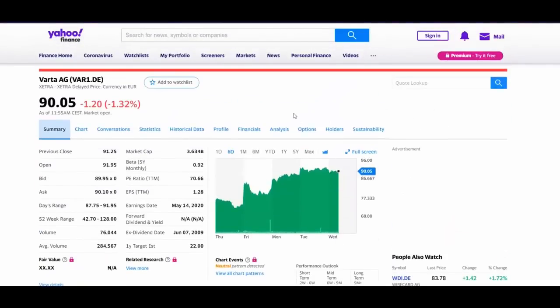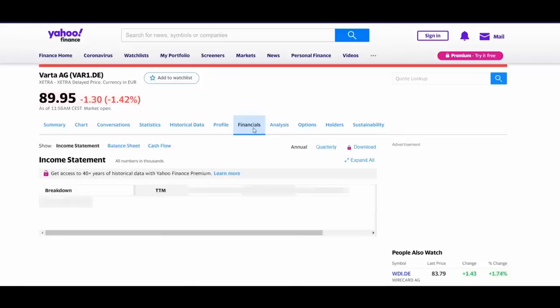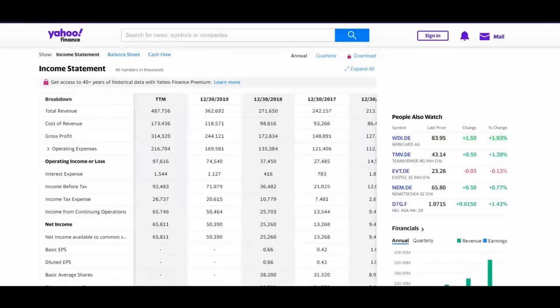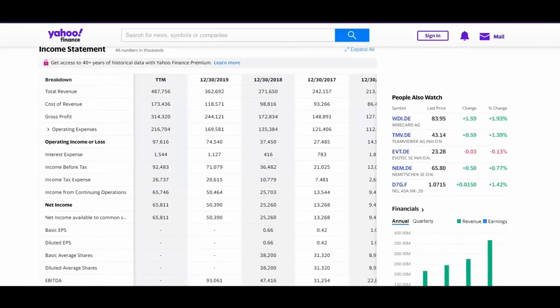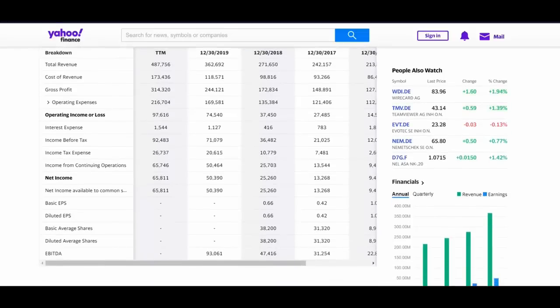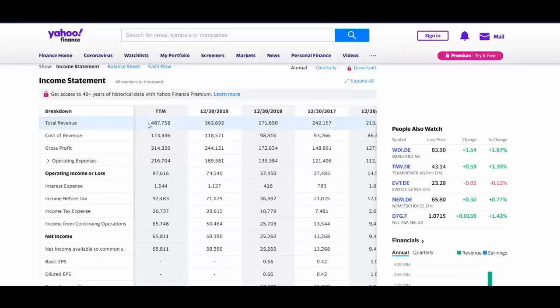Now let's quickly dive into the financials. We go to the financials and as usual we will check the income statement. I will not go into the details, we will just quickly check the numbers in order not to make this video too long. The latest financial report says the total revenue is around 487 million euros. Gross profit is around 314 million euros.